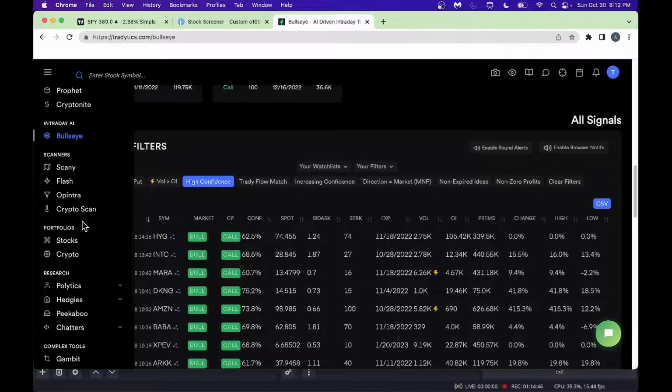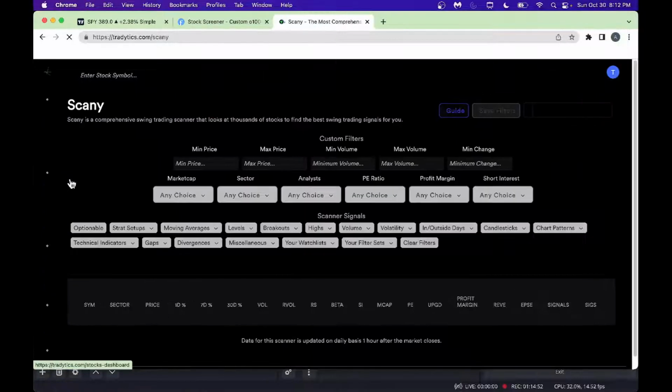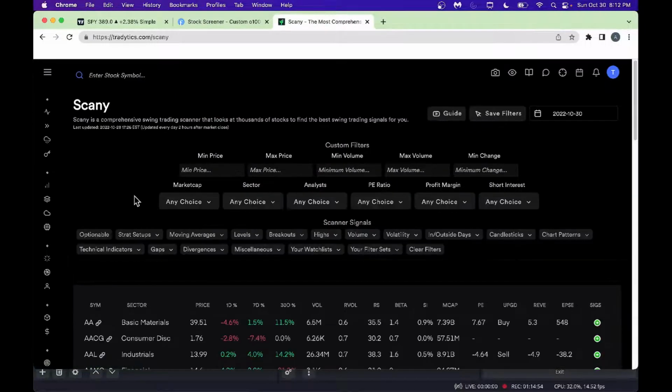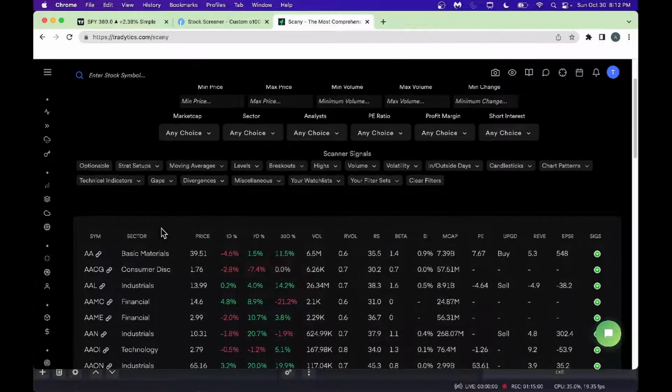And then you got a few more here. Obviously, there is a lot of data here. There is Scanny. This is your scanner. For the folks who want to scan the market, today you might be using some of the scanning software. You could look at this here.